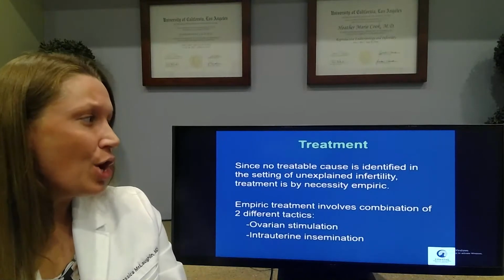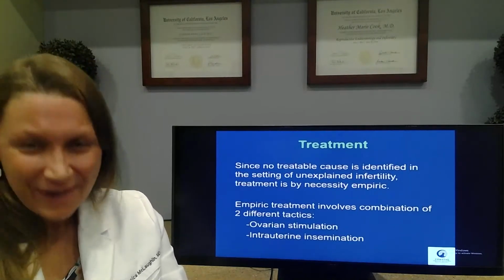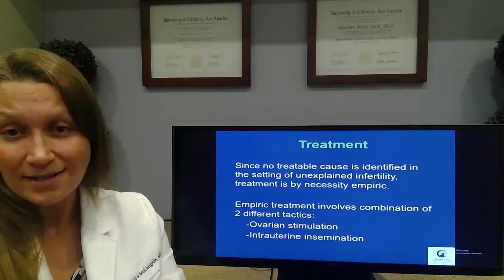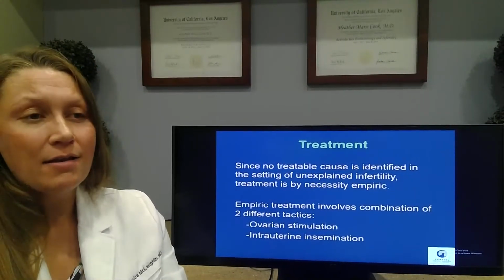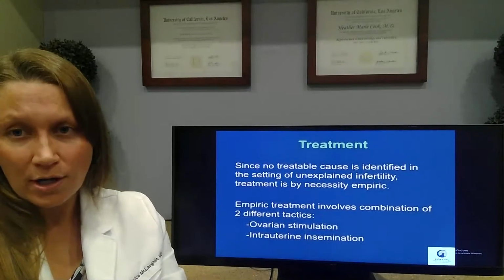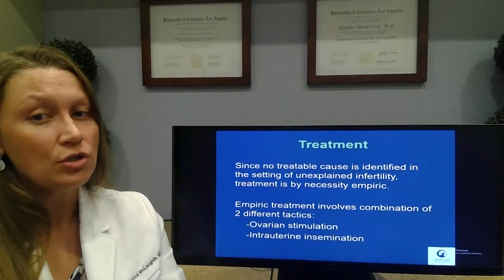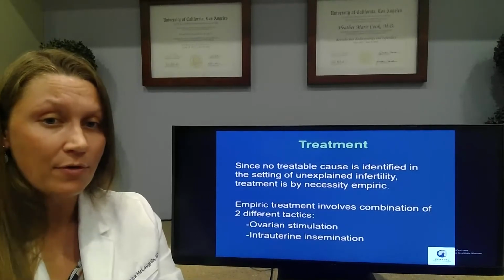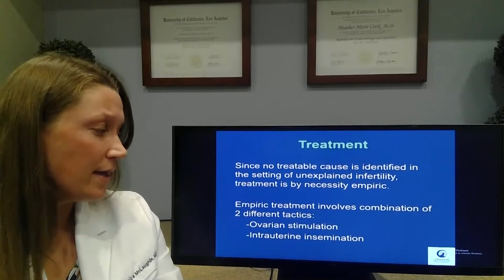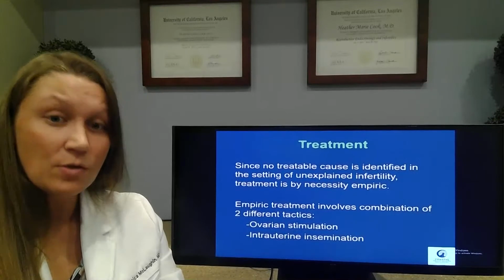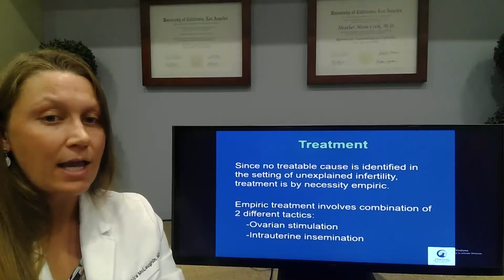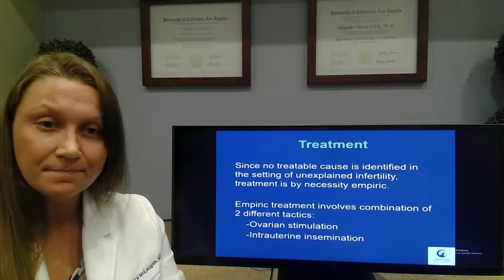So, since there is no treatable, identifiable cause, the treatment is by necessity empiric. And that empiric treatment, importantly, is really twofold, and it's important that both of these are combined together. We're going to talk about both of them in detail. So, it's combining two different tactics. One is ovarian stimulation, and we're going to talk about what that entails. And the second is intrauterine insemination.